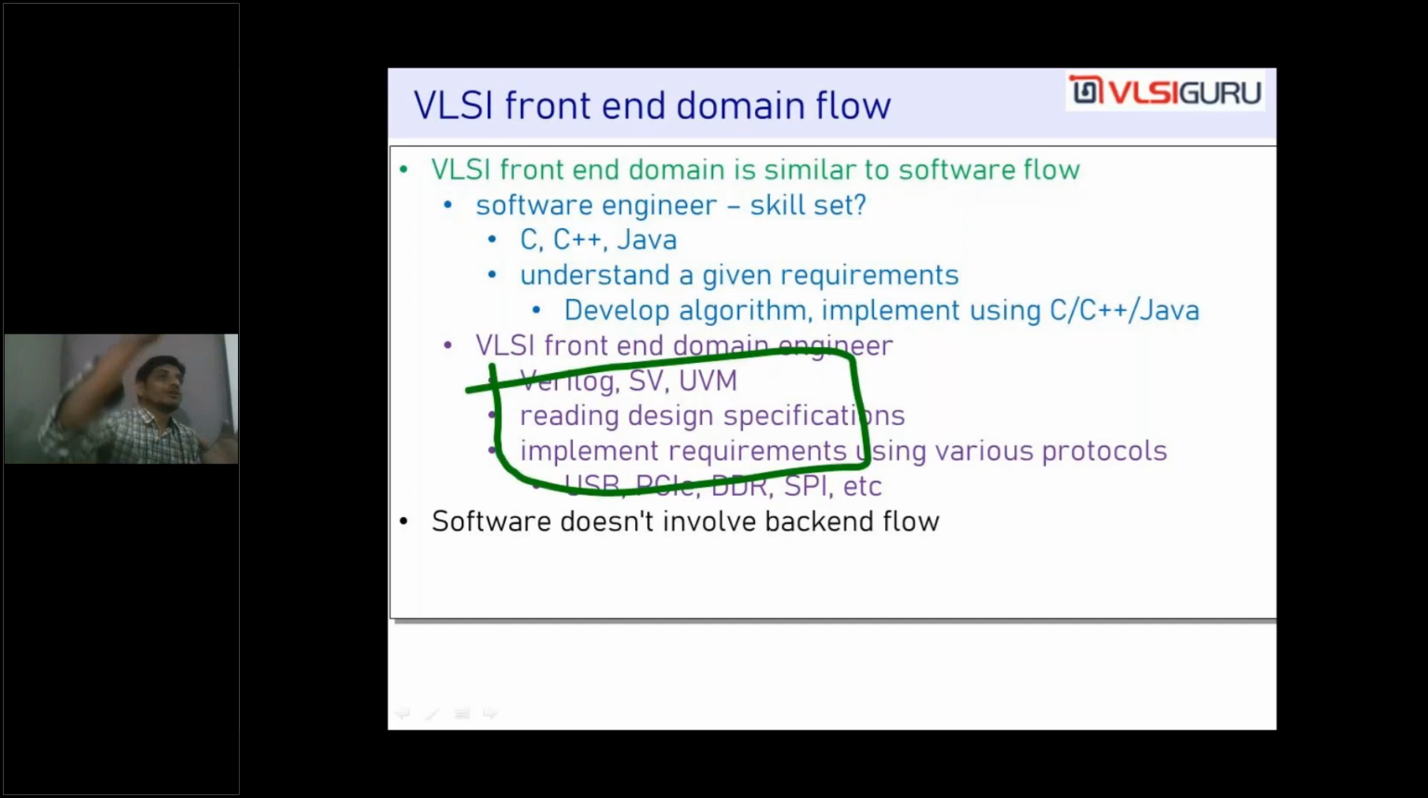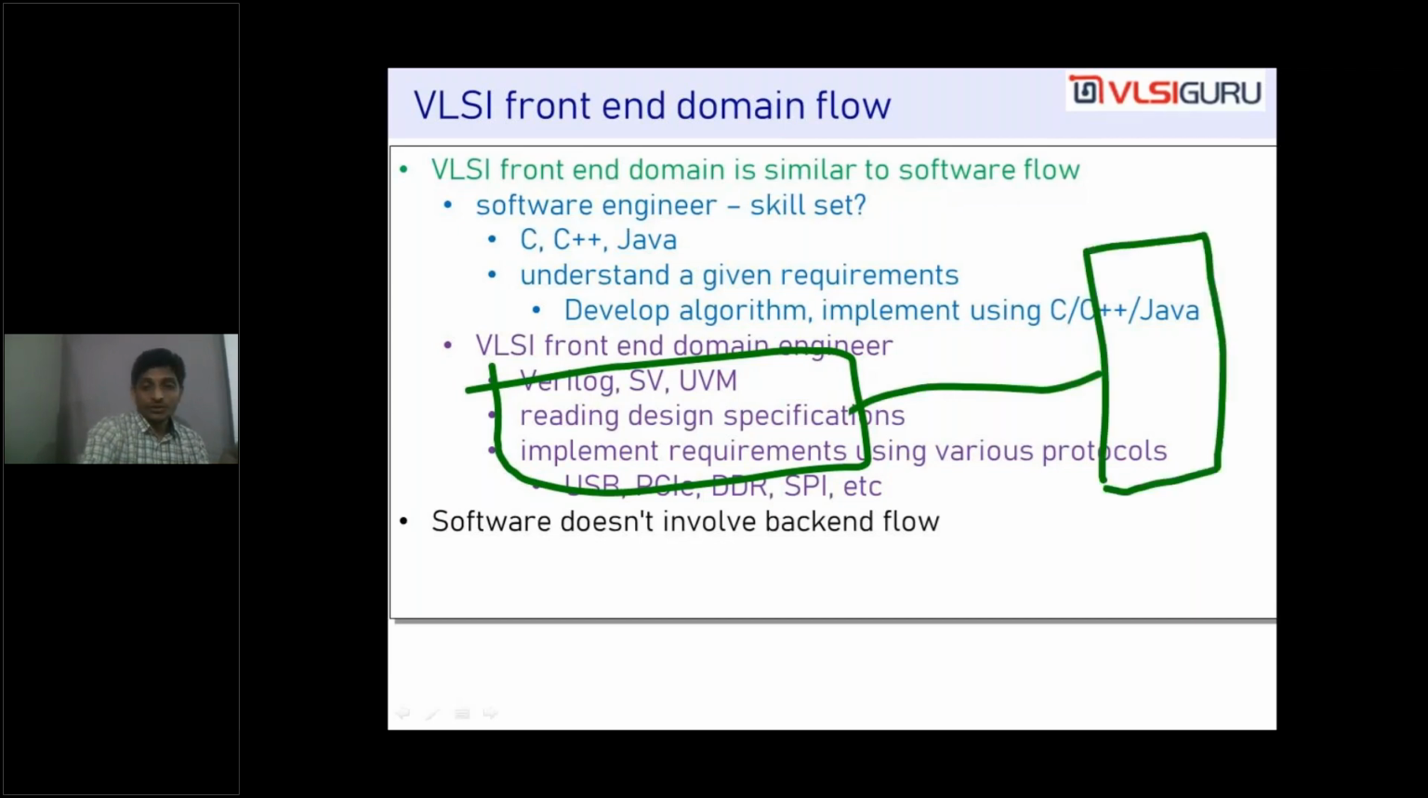Let's say you go to a mobile shop and you say, I want to purchase a mobile. He won't give you Verilog RTL code. Will he give Verilog RTL code and tell you to use it as a mobile phone? No, right? What does he do? He will sell the physical device. That means the Verilog RTL code needs to be converted into a physical device. That whole flow is called the backend domain.